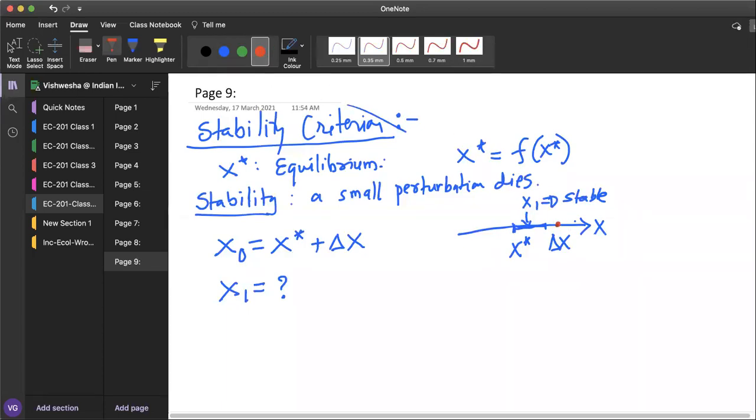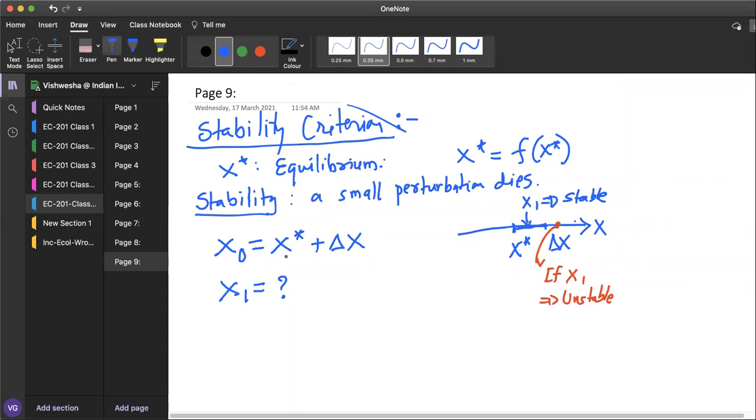Let's say x1 was here. If x1 was here, then that means it's unstable. Graphically, do you all agree with this? We started here. After one generation, if the system came closer to the equilibrium, it's a stable equilibrium. But if it actually went further away, it will be an unstable equilibrium.